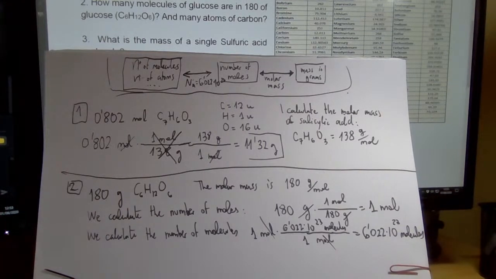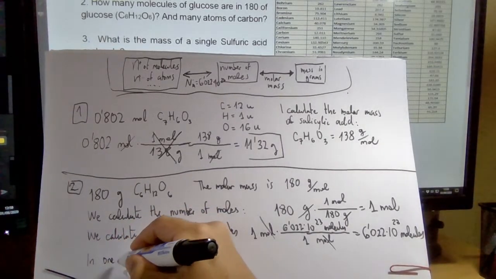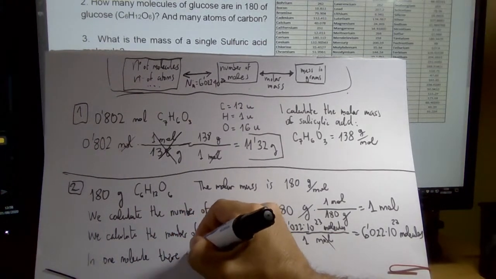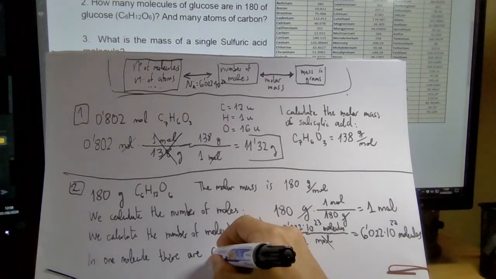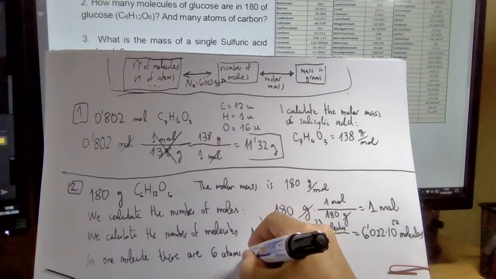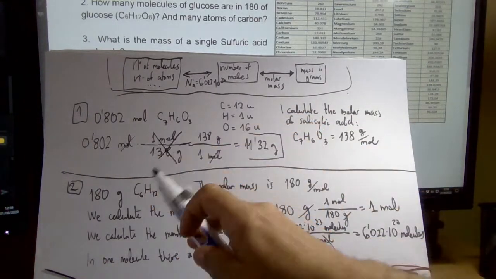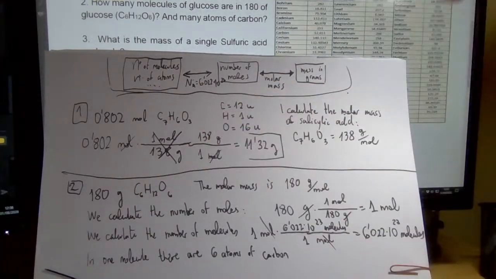And the question, how many atoms of carbon? That's the difficult part. In 1 molecule, there are 6 atoms of carbon. How do I know it? Look into the formula, okay? We have in 1 molecule 6 atoms of carbon.